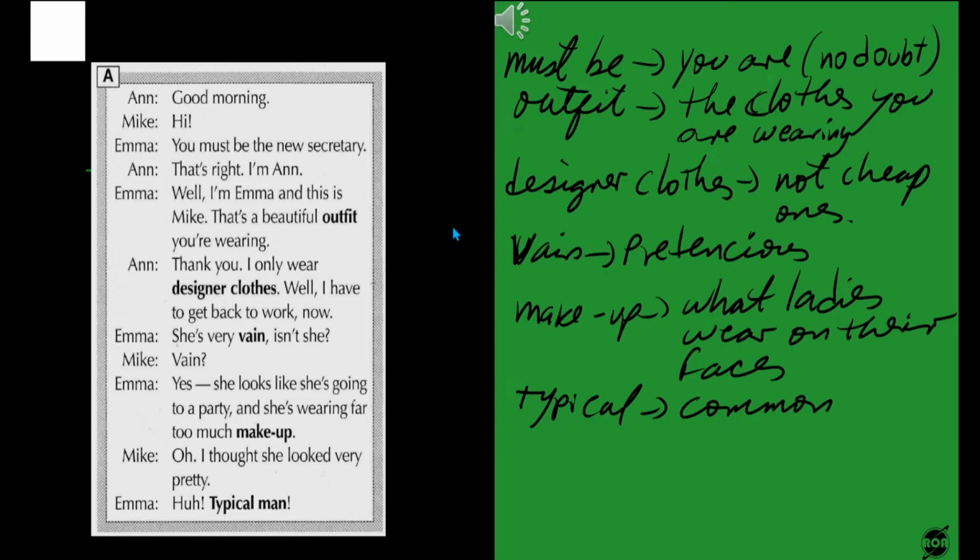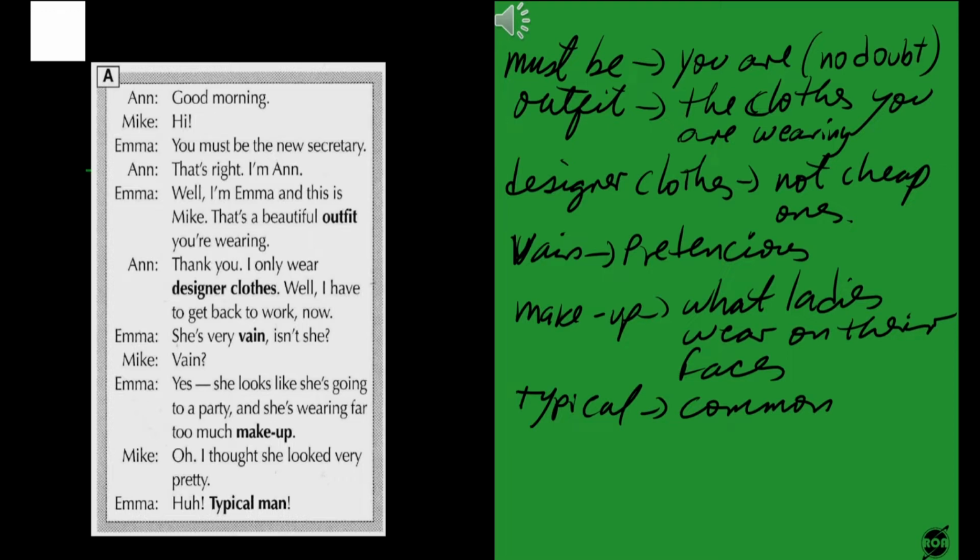Good morning. Hi. You must be the new secretary. That's right, I'm Anne. Well, I'm Emma, and this is Mike. That's a beautiful outfit you're wearing. Thank you. I only wear designer clothes. Well, I have to get back to work now. She's very vain, isn't she? Vain? Yes, she looks like she's going to a party, and she's wearing far too much makeup. Oh, I thought she looked very pretty. Huh, typical man.